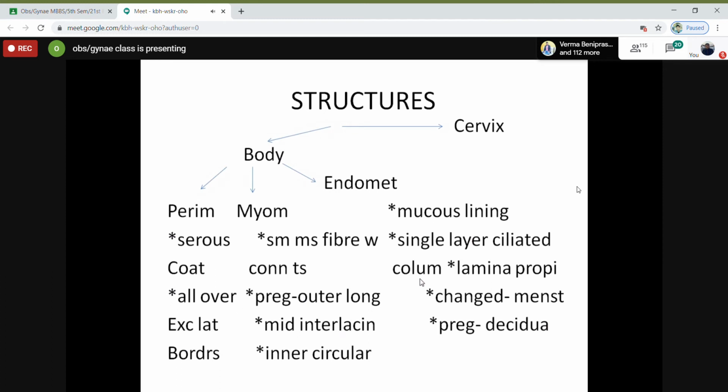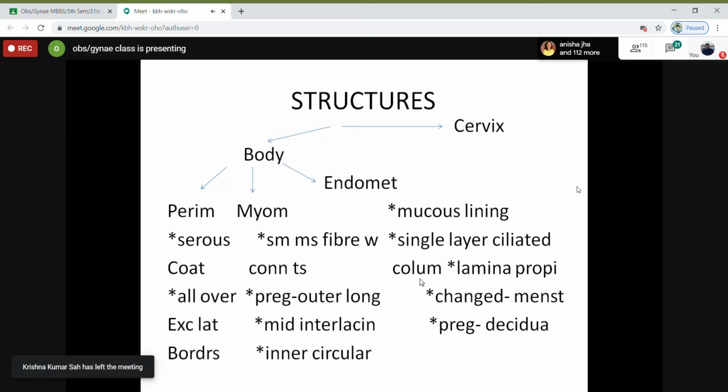Why? Because at the lateral borders, what do you have? Anybody? The broad ligament. So laterally you have the broad ligament. Except at that point, everywhere else the uterus is covered by a serous coat, which is the perimetrium. That is a fold of the peritoneum itself, the serous coat.